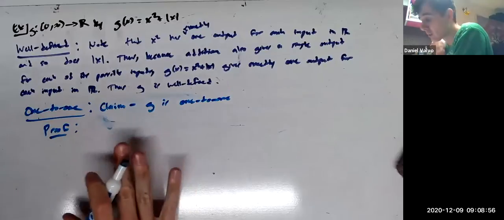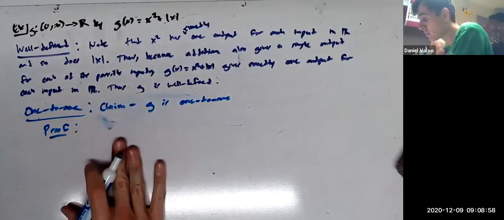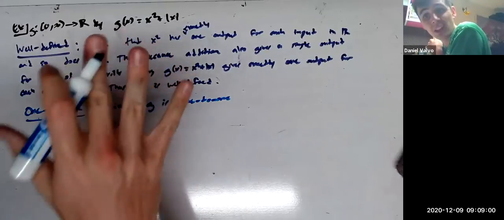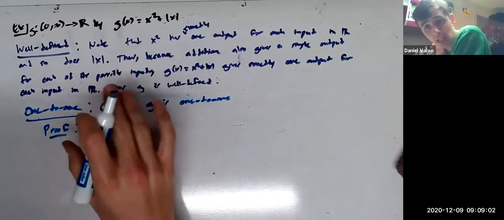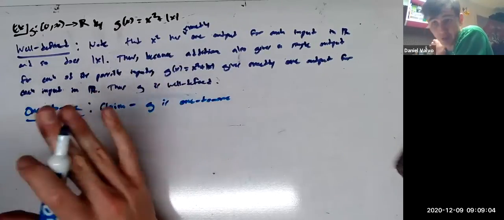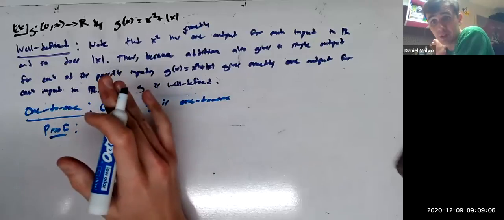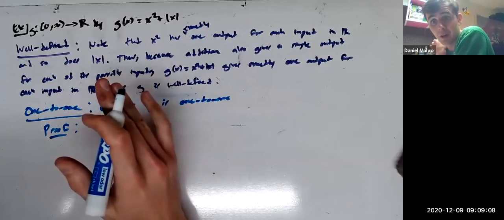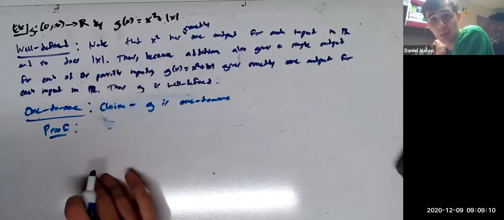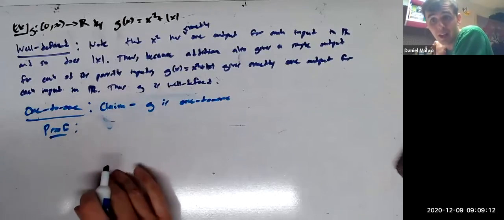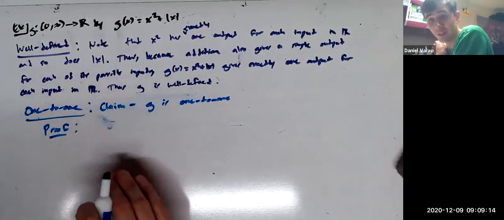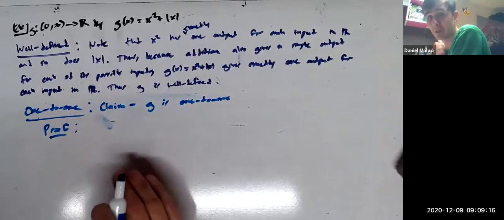You assume that there's elements in the domain A and B, so that G of A equals G of B, and then prove if that's the case, A must equal B. And once you've proven that, you've proven there can't be two distinct elements in the domain that map to the same element in the codomain, because you just showed that if any two elements map to the same element, they have to be the same.